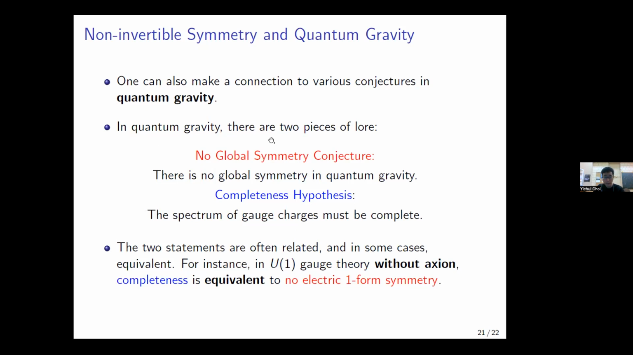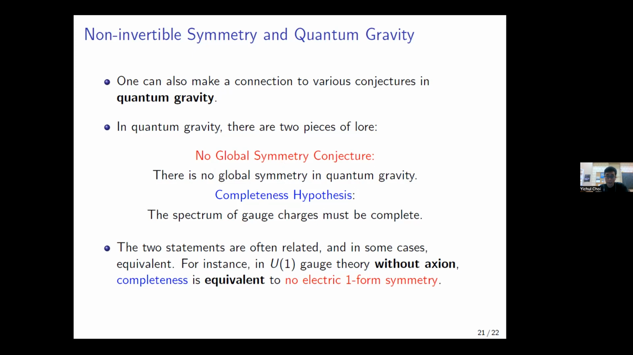So in quantum gravity, there are two pieces of lore. One is called the no global symmetry conjecture. It says that there is no global symmetry in any theory of quantum gravity. And there is the completeness hypothesis. It says that the spectrum of gauge charges must be complete in quantum gravity. And these two statements are often related, and in some cases, they are even equivalent. For instance, if you consider the U(1) gauge theory without an axion, then completeness is equivalent to no electric one-form symmetry.